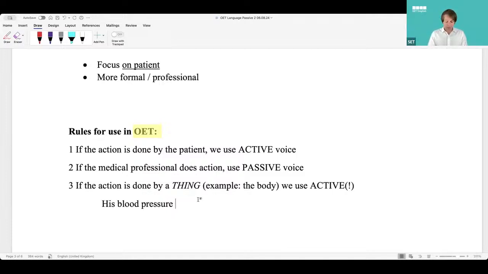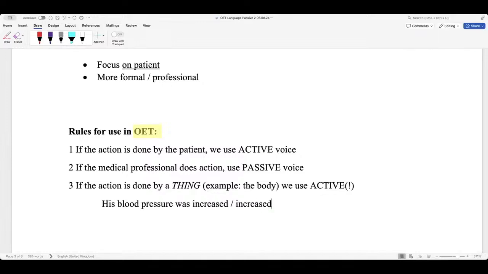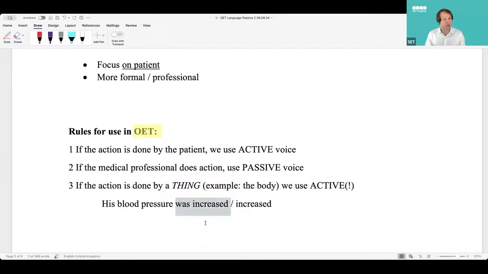Let me give you an example, guys. I can say his blood pressure increased, or do I say was increased? Which one? Increased, not was increased. It's kind of crazy, but we don't usually say was increased. We usually say his blood pressure increased to whatever.